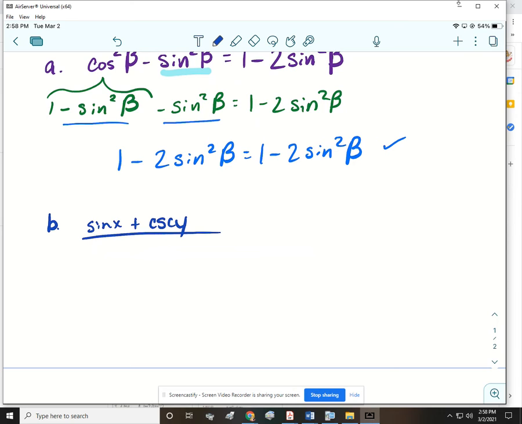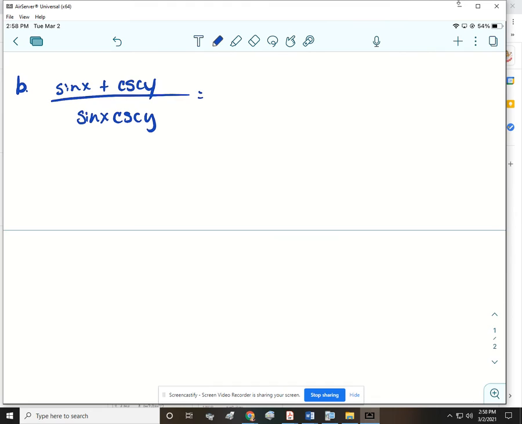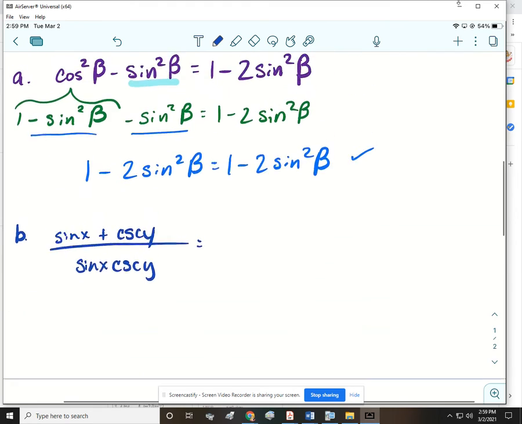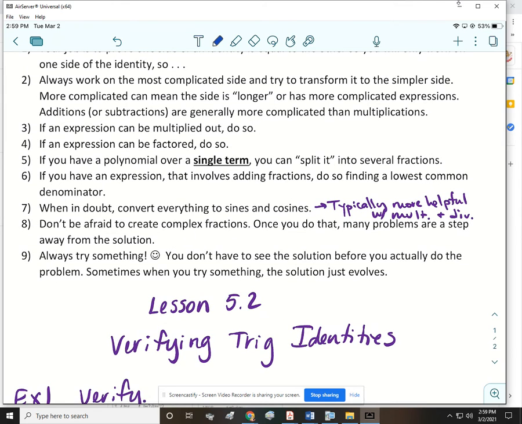The numerator is sine of x plus cosecant of y, and the denominator is sine of x times cosecant of y. Now, we cannot change our variables here. We're going to leave them just like they are. And this is one that we are going to split the fractions. So something we haven't done yet.